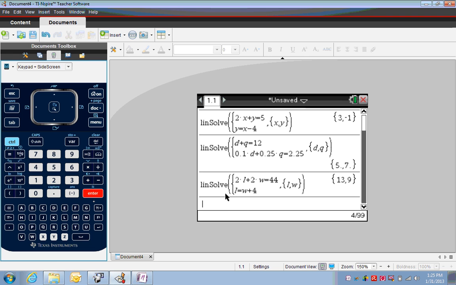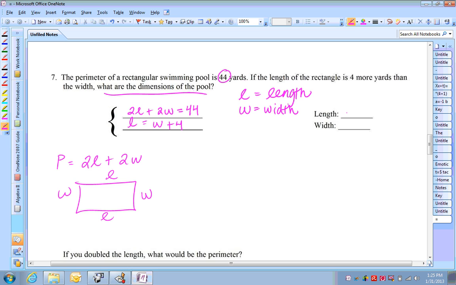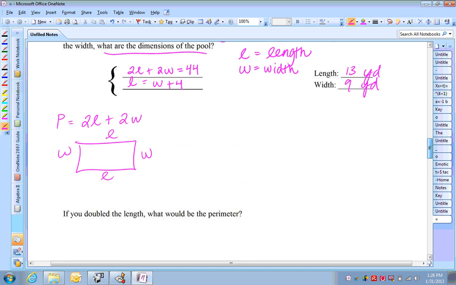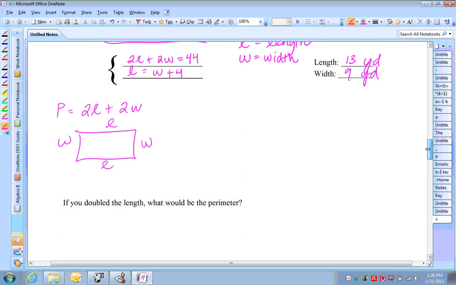Hit enter. And it tells you that the length, the first variable, is 13 yards, and the width is 9 yards. So we need to go back to our worksheet and fill that in. Length is 13 yards, and width is 9 yards. All right, if you doubled the length, what would the perimeter be?